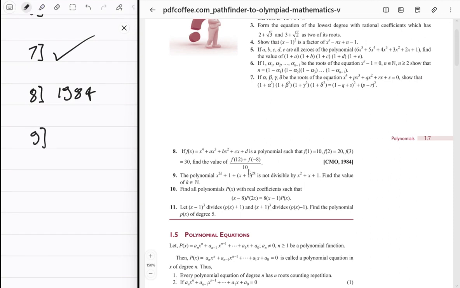9th. This polynomial is not divisible by x squared plus x plus 1. So find the value of k belonging to natural numbers. Okay, this is not divisible by that. So what do we do? Okay, figure out the value of k belonging to natural numbers. Interesting. You want x power 2k plus 1 plus x plus 1 to the power of 2k. You could just, yeah, right.